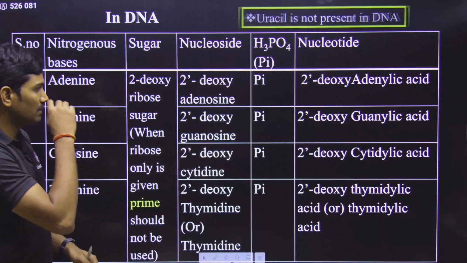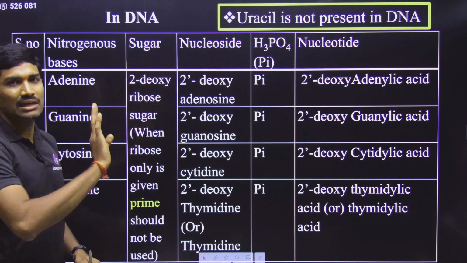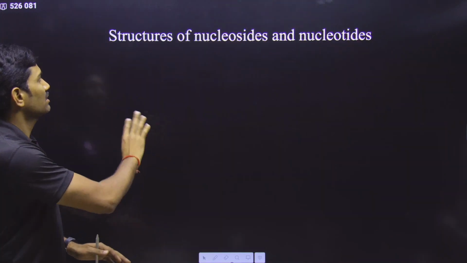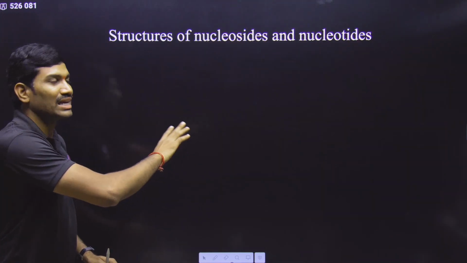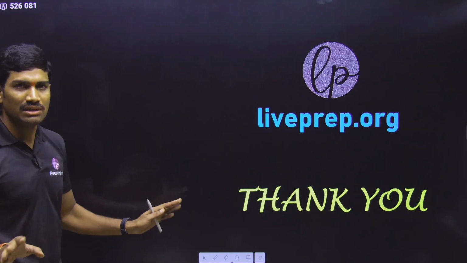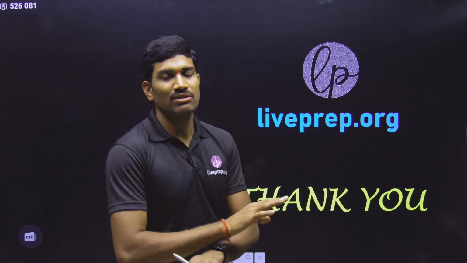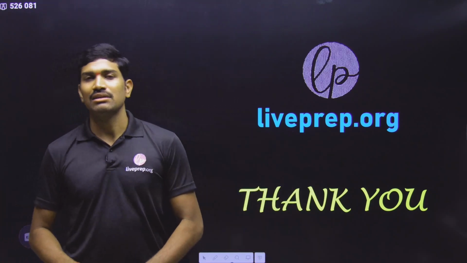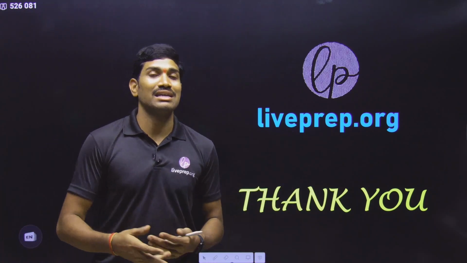With this we have completed this particular topic. Please remember, in DNA uracil is not present. Clear? We have completed the structures of nucleosides, nucleotides and everything with the names. With this, this particular lecture is completed. In the next lecture we will talk more about the bonds calculation and all the things.